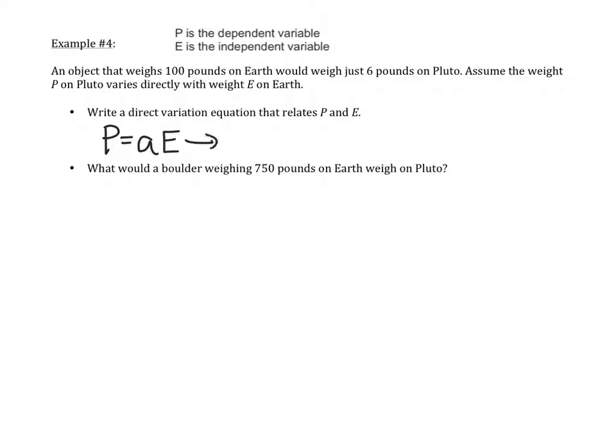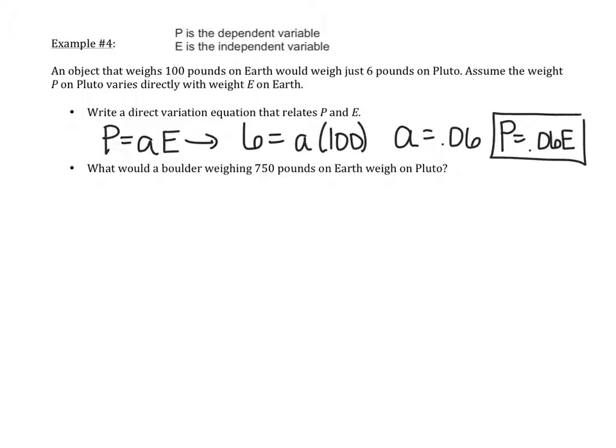We know that an object weighs 100 pounds on Earth when it would weigh just 6 pounds on Pluto. So I'm going to put 6 in for P and 100 in for E to now solve for the constant of variation A. So I would just simply divide both sides by 100. So 6 divided by 100 is 0.06. So therefore my direct variation equation would be P equals 0.06 times E.